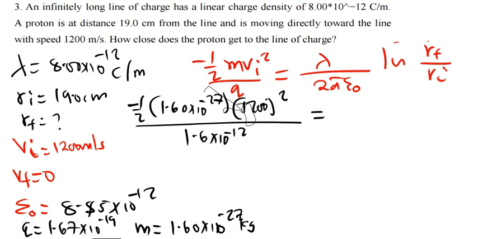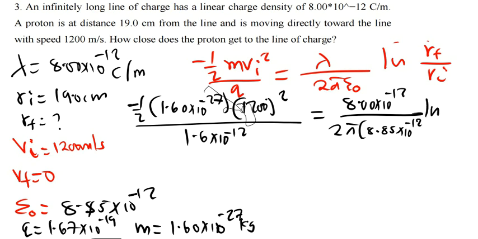This should be equal to the linear charge density we have been given, which is 8.00 times 10 raised to the power negative 12. I divide this by 2 pi, then in the brackets this is a constant, we have said it already, times 10 to the power negative 12, ln of R final divided by 19. I'm not going to change it to meters because it's a ratio, R final divided by R initial. So even if I leave the units in centimeters, I'm going to have my answer in centimeters.